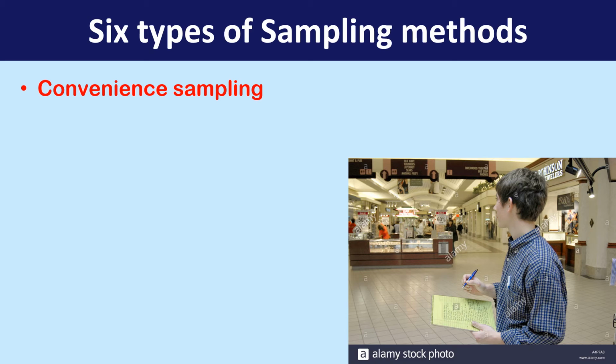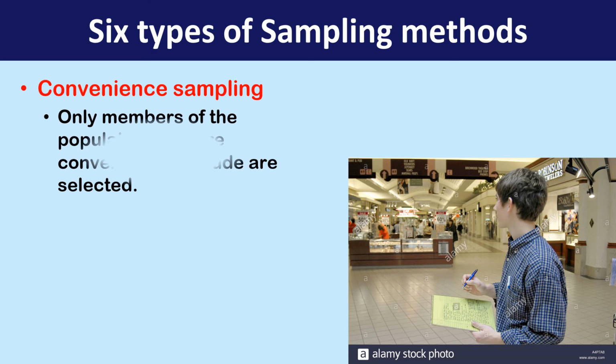So what does convenience sampling mean? Convenience sampling applies when only members of the population who are convenient to include are selected. What I mean by that is not everybody is selected. Only a small portion of the targeted population is included.